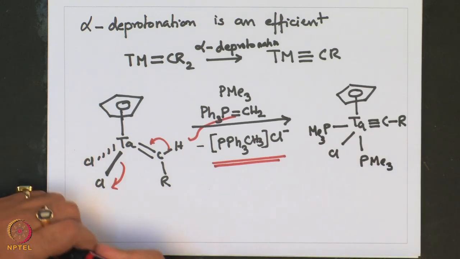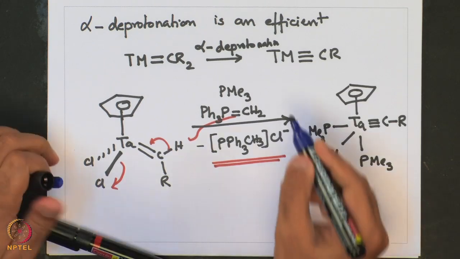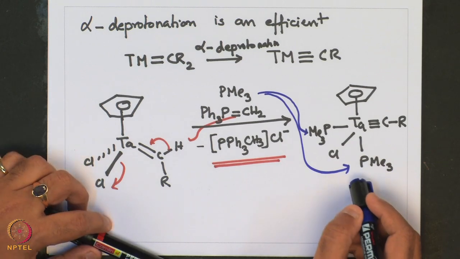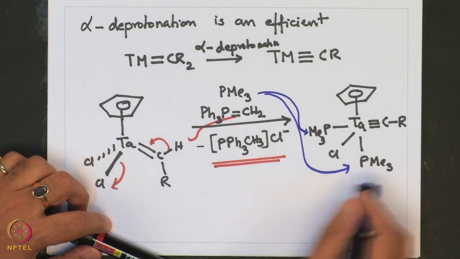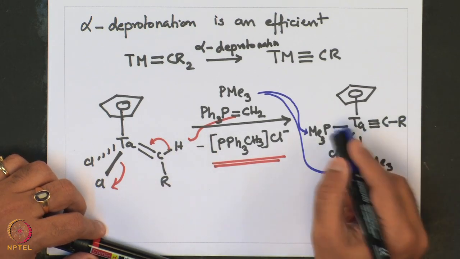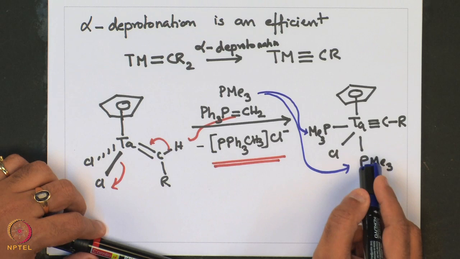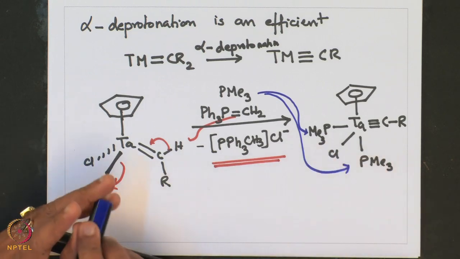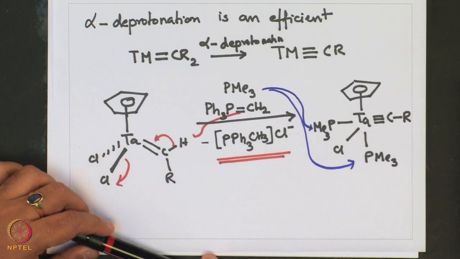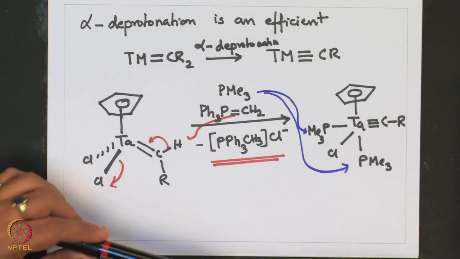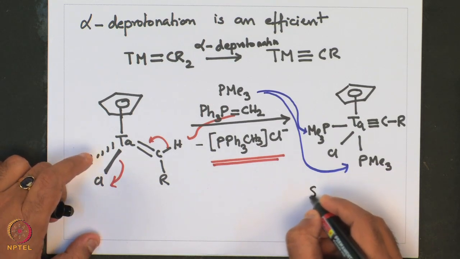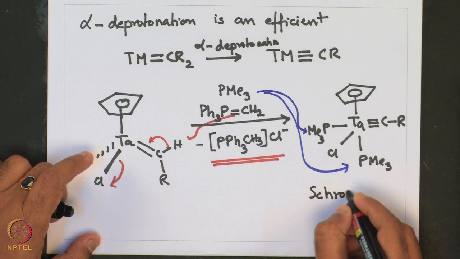And the role of PMe3 lies in filling the coordination sphere, which remains vacant because of elimination of the chloride and formation of the carbyne complexes. So, it forms a dative bond in whatever vacant site is produced. This was again a method originally reported by Schrock.